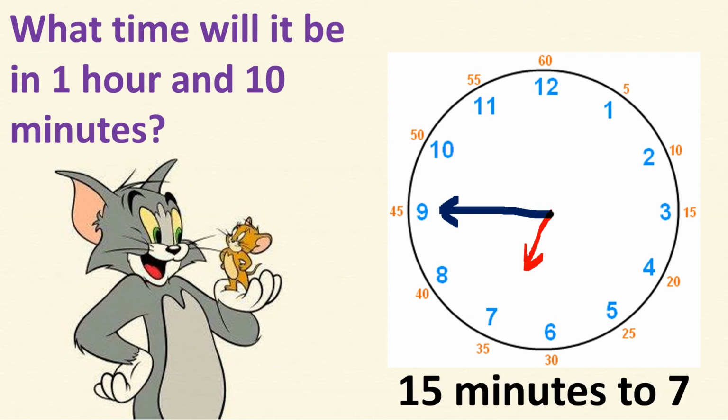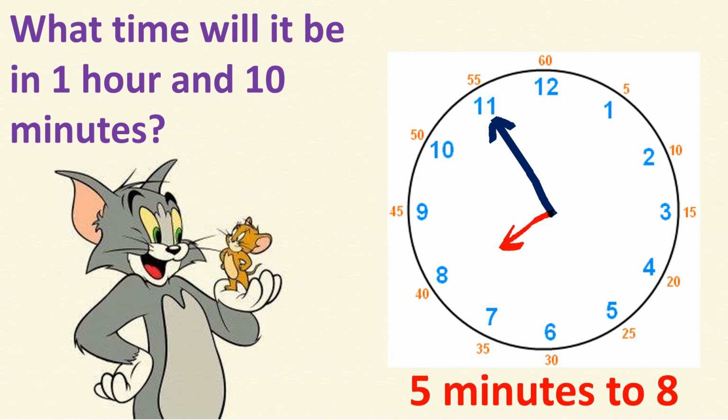What time will it be in 1 hour and 10 minutes? To do this, go to the hour hand first and add 1 hour. That will become 15 minutes to 8. We have to add the 10 minutes on next. So we go to the minute hand and add 10 minutes to 45. That becomes 50, then 55. So the time it will be in 1 hour and 10 minutes is 5 minutes to 8.